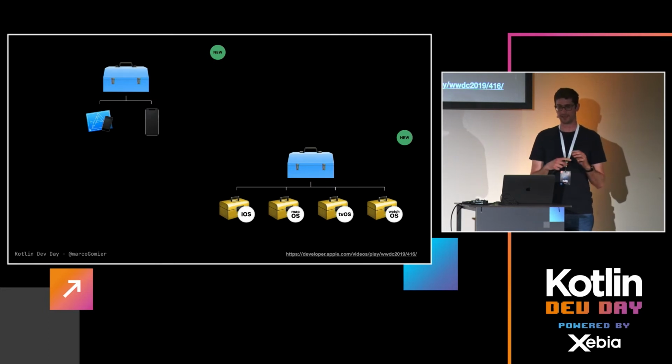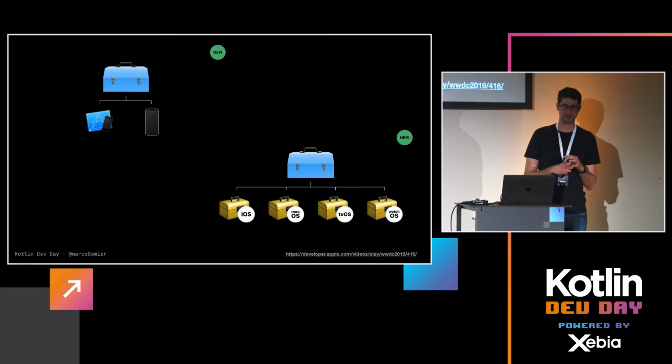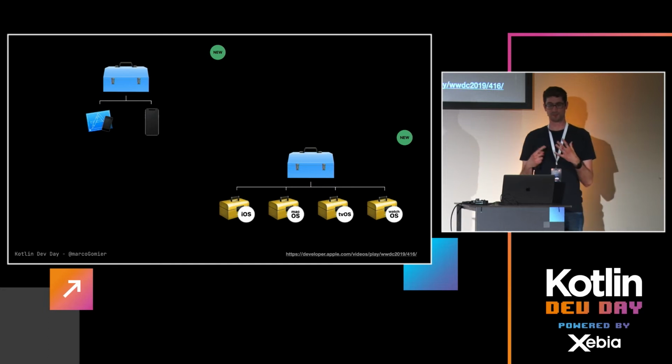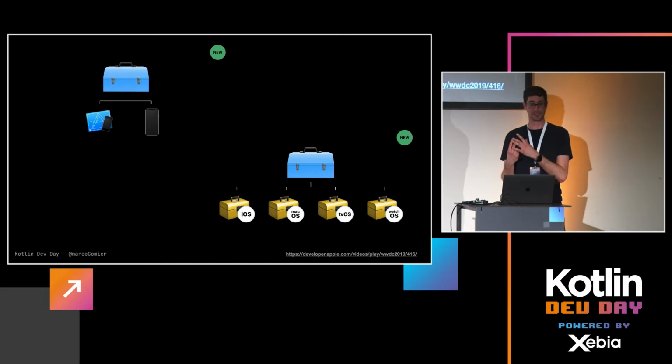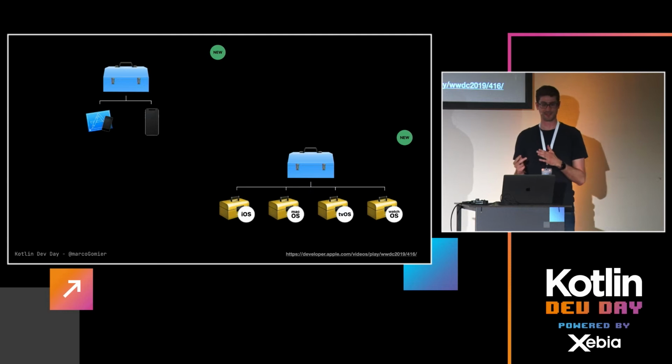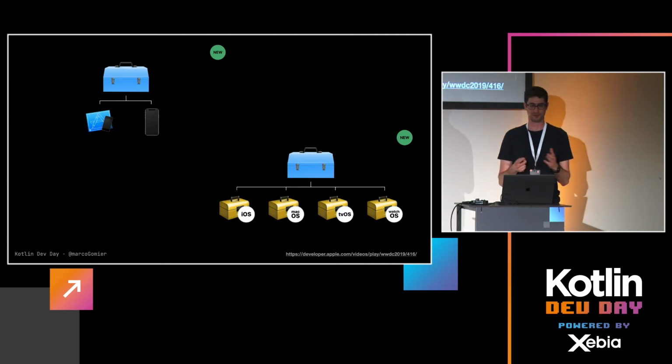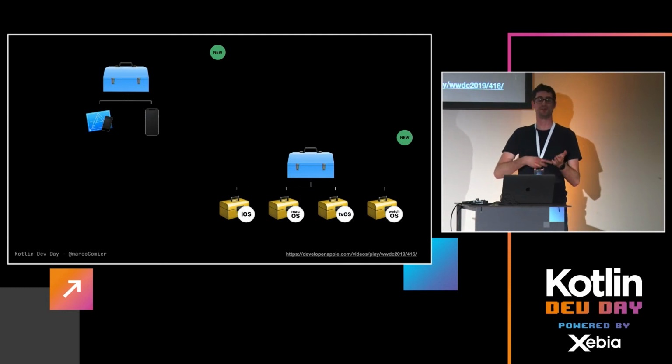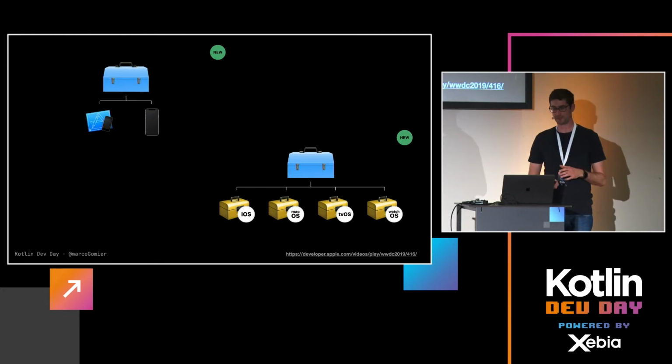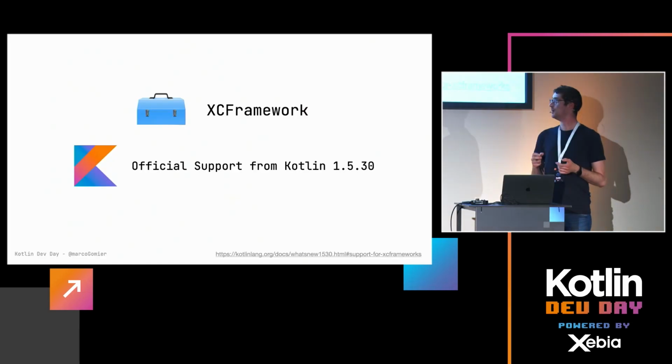Before that, there was only the FAT framework, which you could use to ship different architectures, but not different platforms. So for shipping to macOS, you had to do another FAT framework, which is a bit of a bummer. And now luckily it's better.